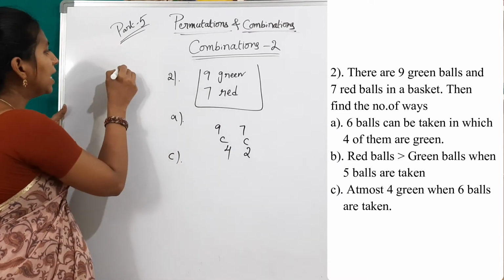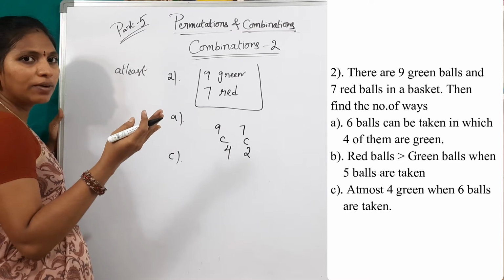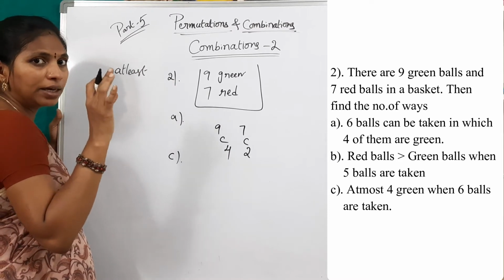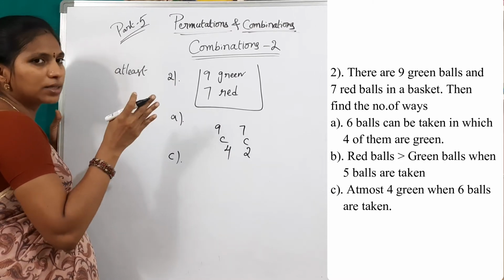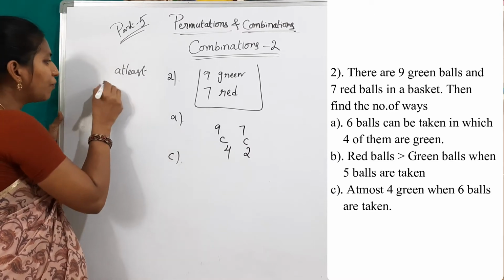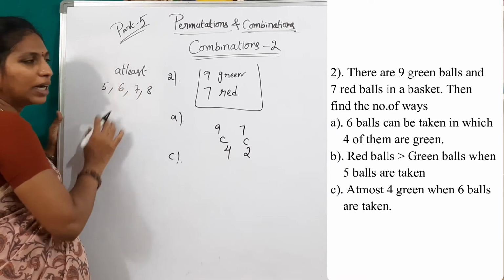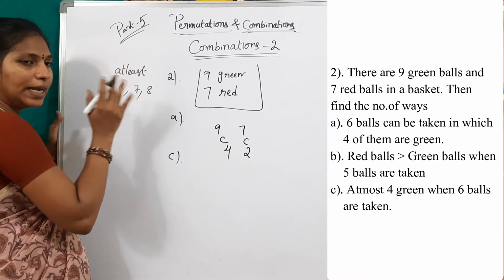See here, at least 5. Actually there are 8 things. At least 5 means 5 or 6 or 7 or 8. That is called at least.